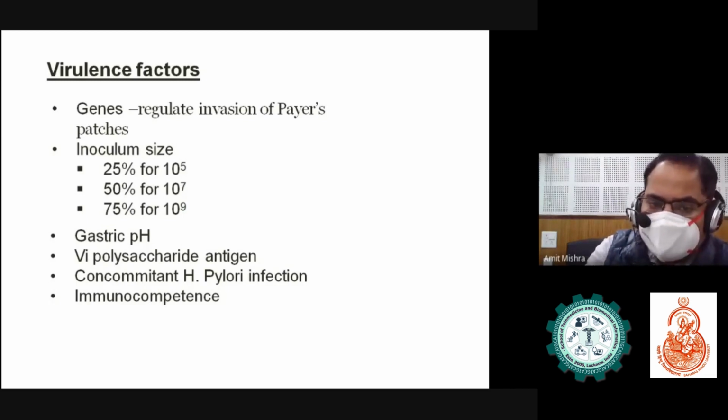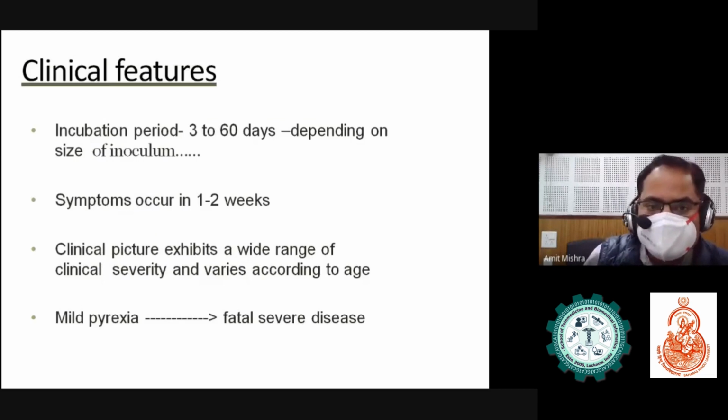It depends on the gastric pH. If the pH is higher, with no secretion of acid, achlorhydria, the patient is more prone to this. Other factors are Vi polysaccharide antigens, and H. pylori infections, because H. pylori is responsible for achlorhydria, and immunocompetence. A patient suffering from any immunocompromising disease is more prone. Now we'll discuss the clinical features.